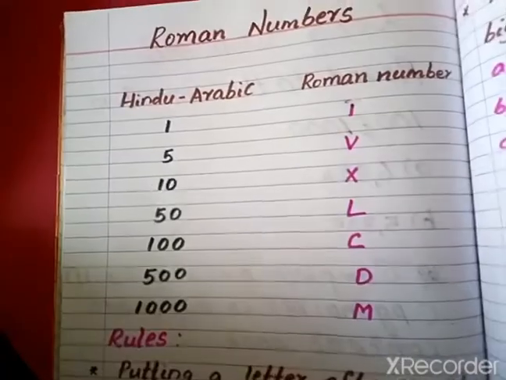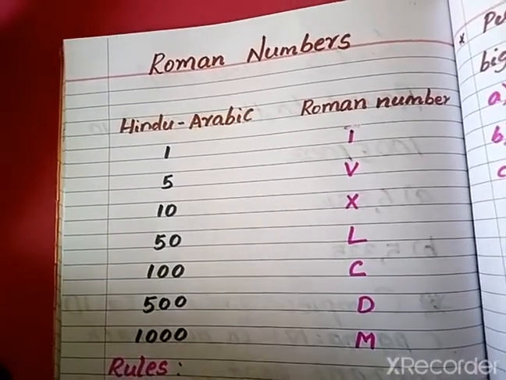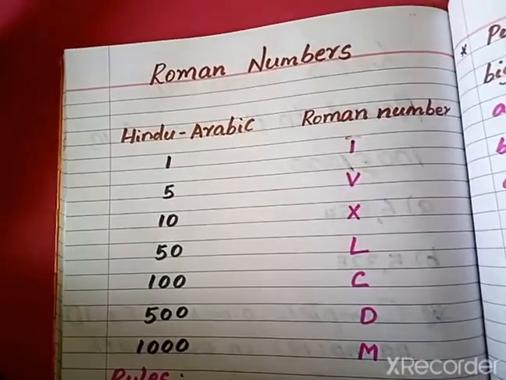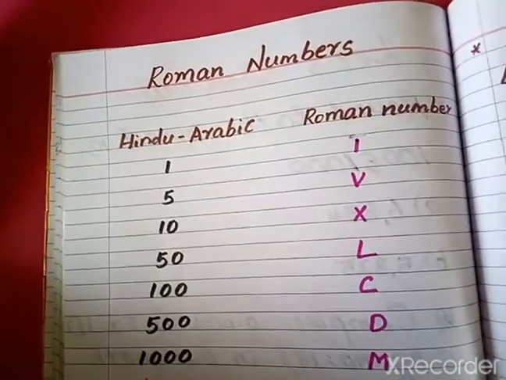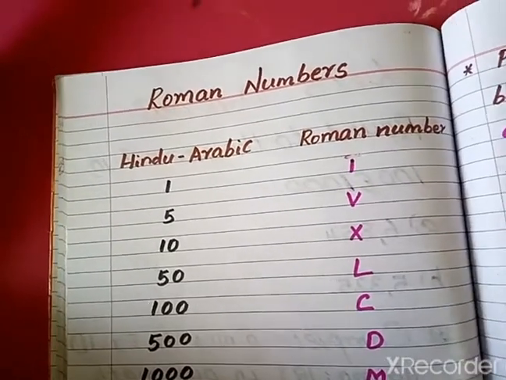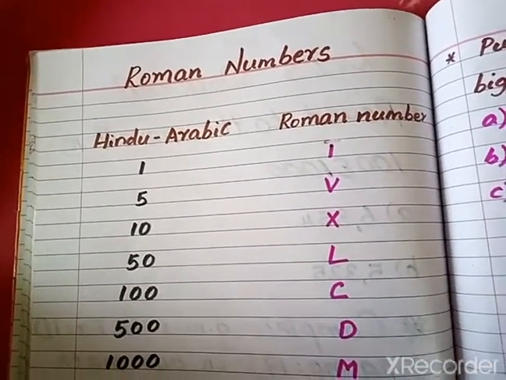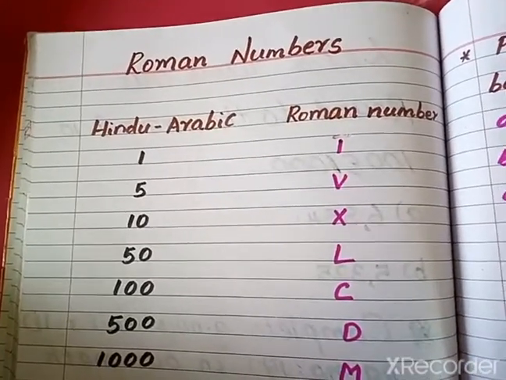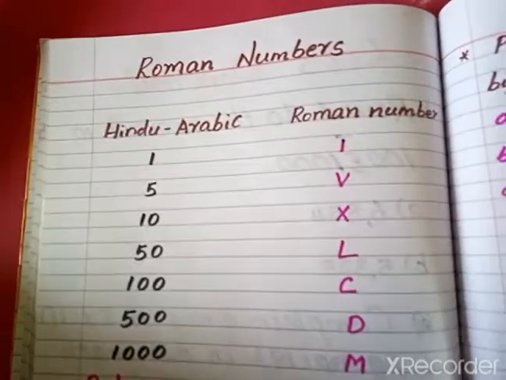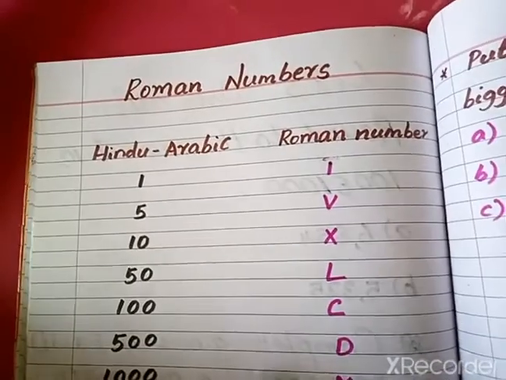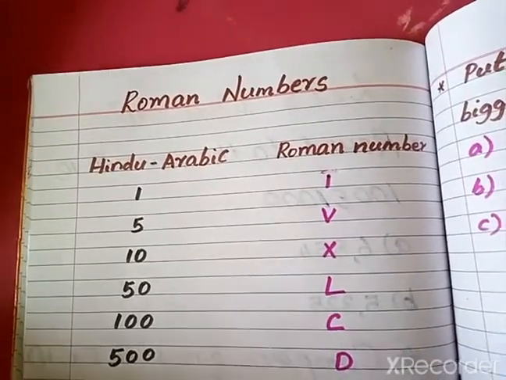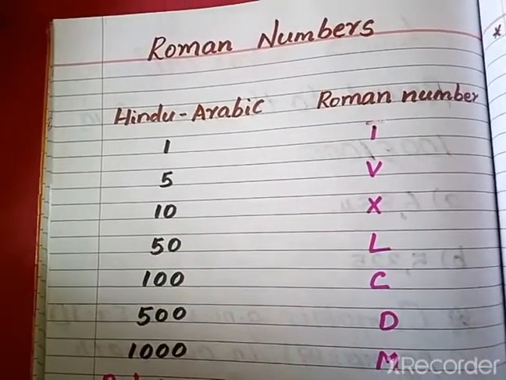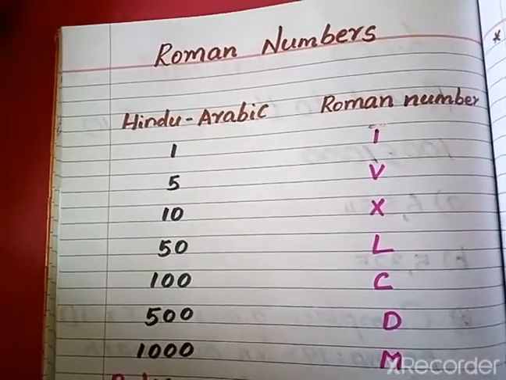The first rule was putting a letter after one of bigger value means you are adding it. So if you want to add any smaller value to any bigger value, you have to write it just after that bigger value. Then the second rule was putting a letter before one of bigger value means you are subtracting it. If you want to subtract, then you have to put it just before that bigger value. Then we learned a letter can be repeated up to a maximum of 3 times. In Roman numerals, we can only repeat letters up to 3 times.